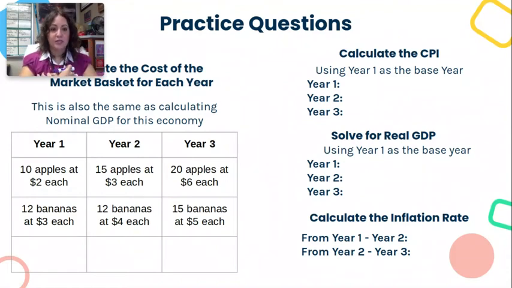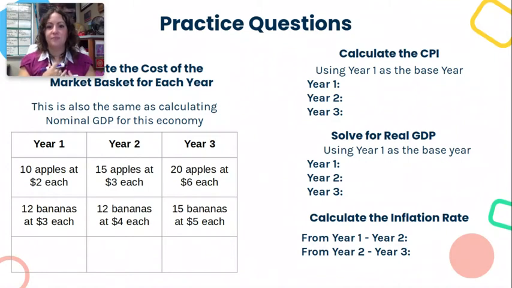While year two, it's the same type of math: 15 times 3 plus 12 times 4, and I'm cheating because I've done the math already. I'm just looking at my answers, it is $93 for year two. And year three, nominal GDP, same type of thing: 20 apples times $6 plus 15 bananas times 5 is going to give you $195. So our first three answers for year one, year two, and year three, nominal GDP was 56, 93, and 195.